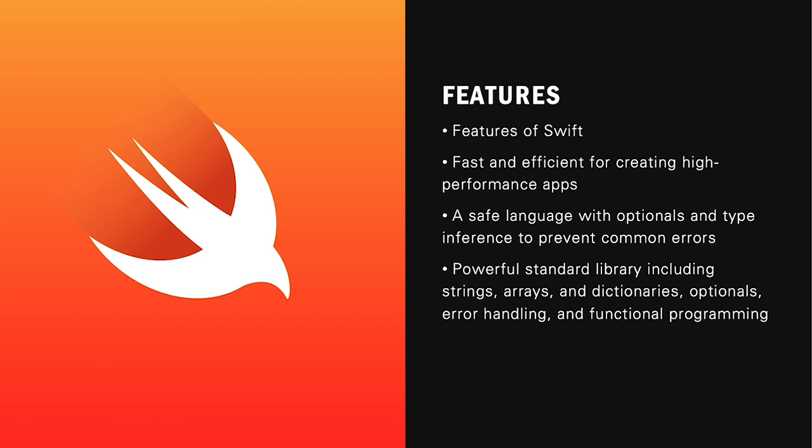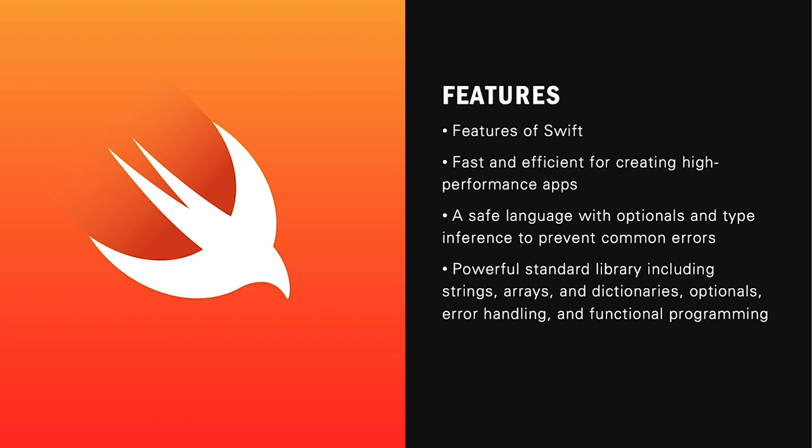Type inference in Swift allows the compiler to automatically determine the data type of a variable or constant based on its initial value. This reduces the amount of code that developers need to write and makes the code easier to read. Here's an example of type inference in Swift: let age = 30. This declares a constant age with a data type of Int, which is inferred by the compiler based on the initial value of 30.